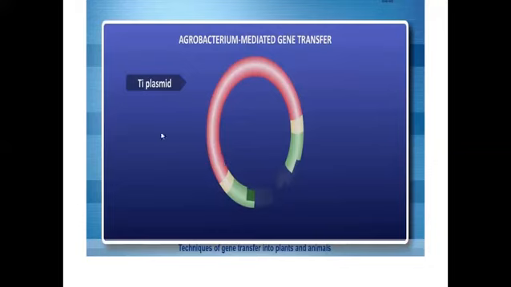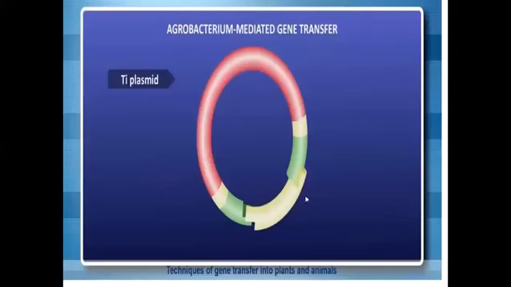Mainly, the vectors are Ti plasmids. The Ti plasmids are in spheroidal structure. They contain double-stranded DNA and restriction endonuclease enzyme sites. The selected Ti plasmid, the tumor-inducing plasmid, is cut with restriction endonuclease enzymes, and the target DNA is inserted. Target DNA means the gene of interest. The target gene, the gene of interest, is inserted into the Ti plasmid.